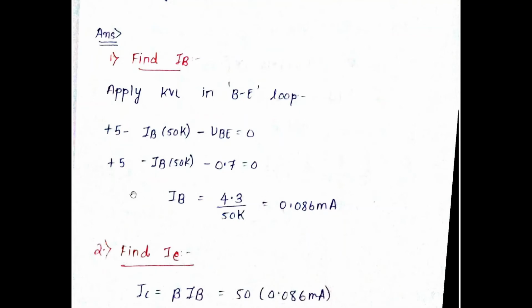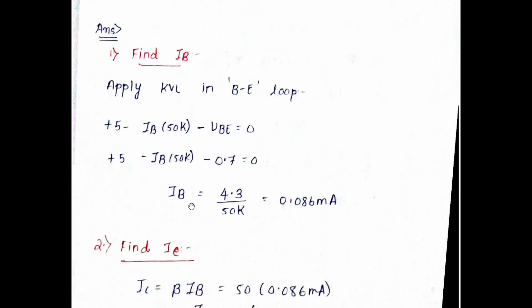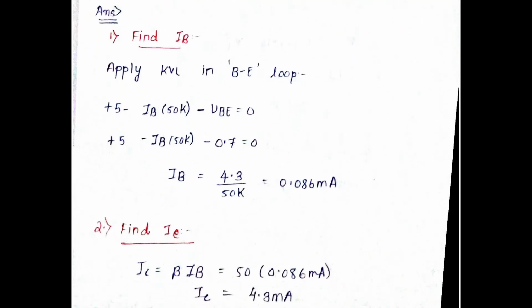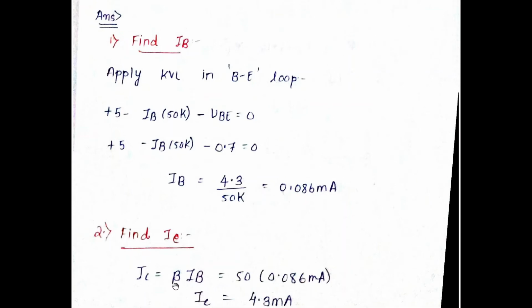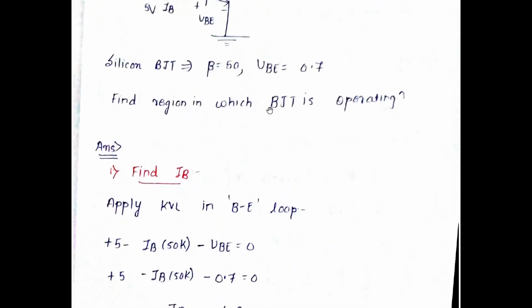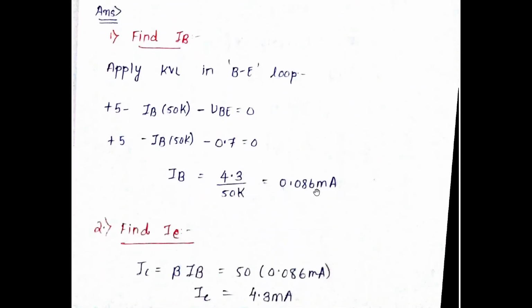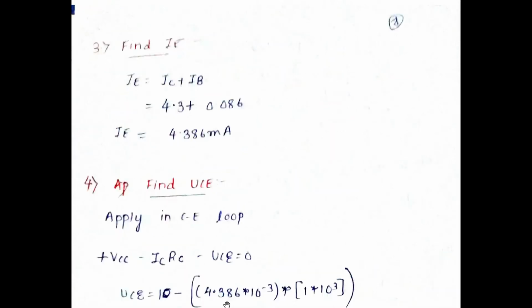Put this value of IB into IE. So how are you going to find out? Basically IC is equal to beta times IB. Beta is given over here as 50, IB is 0.086 milliampere. Find out the value of IC, and finally IE is equal to IC plus IB, which is equal to 4.386 milliampere. I hope I am very clear in what I want to say.